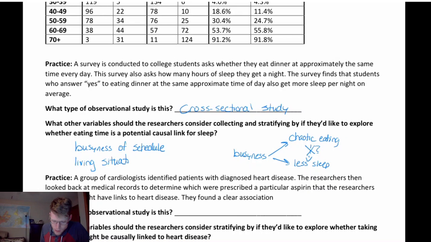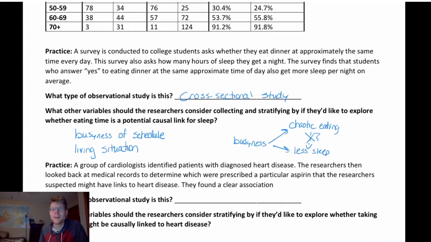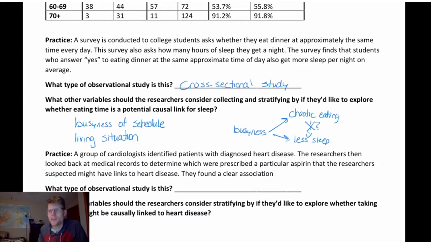Whether you're living with family, living in a house, living in an apartment, living in a dorm, those are all things that might affect both your eating schedule as well as your sleeping schedule. I'm sure there's a lot of other things you could think of as well, but those are two that definitely come to mind for me that would question this link right here. I don't necessarily think this is a good link to make without stratifying for some of these other ideas over here.